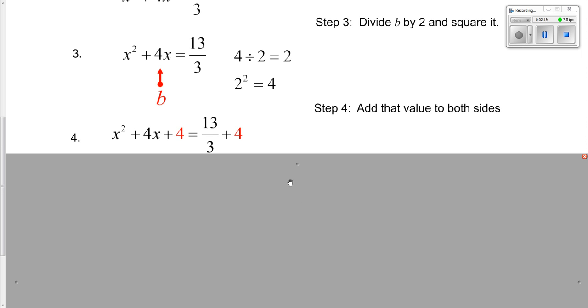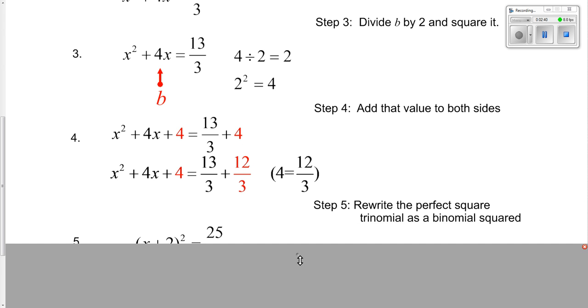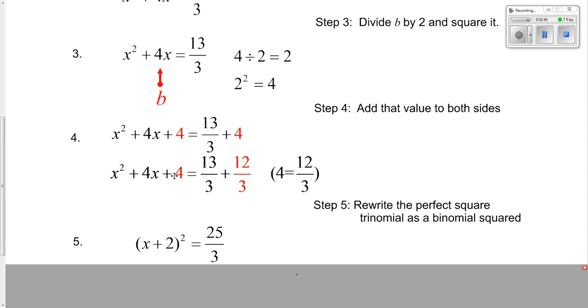Okay. Now, the complication is we have a fraction. So what are we going to do? We're going to turn this 4 into a fraction. And when we do that, we get 12 over 3. So we're going to add 12 over 3 instead of 4. And we get 25 thirds. Now, this side we're going to rewrite as the perfect square trinomial as a binomial squared.